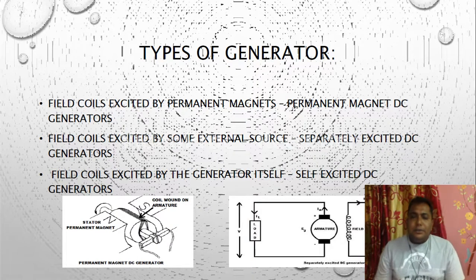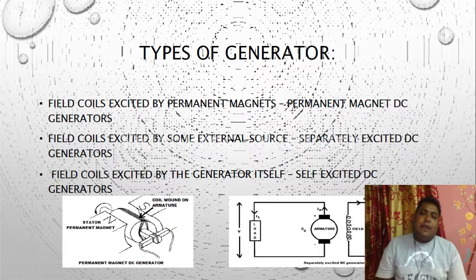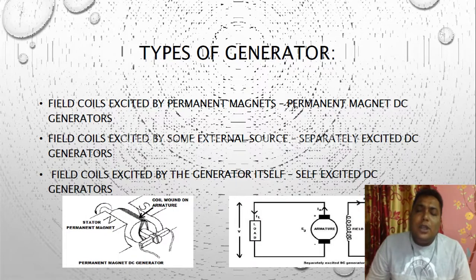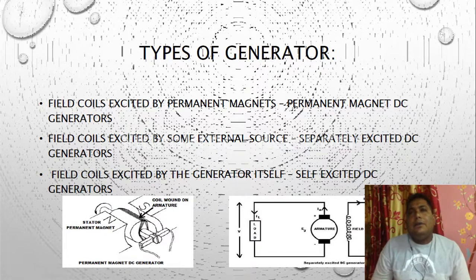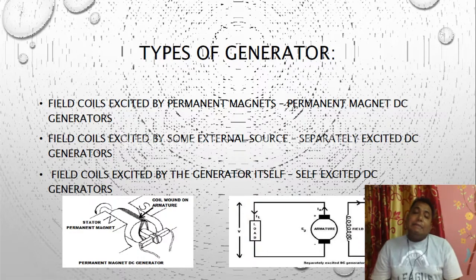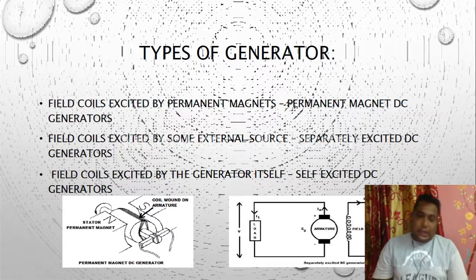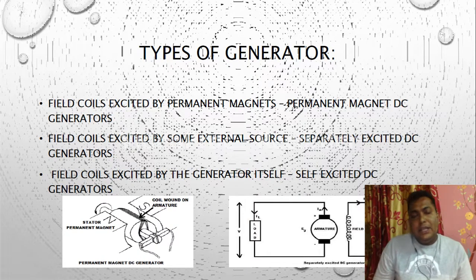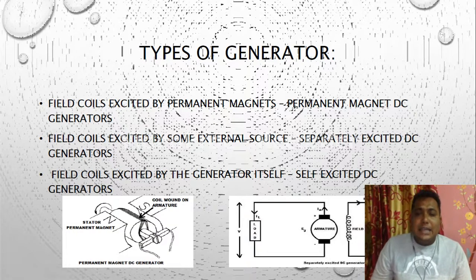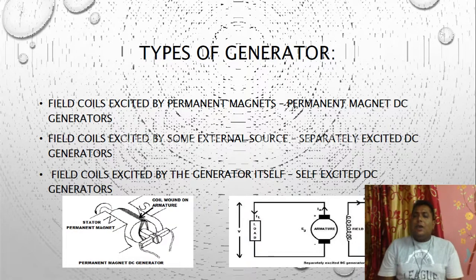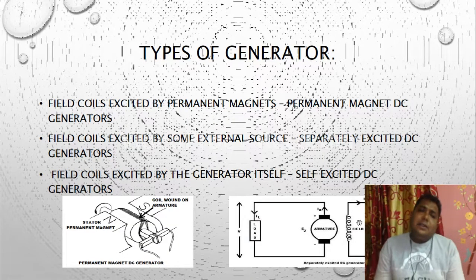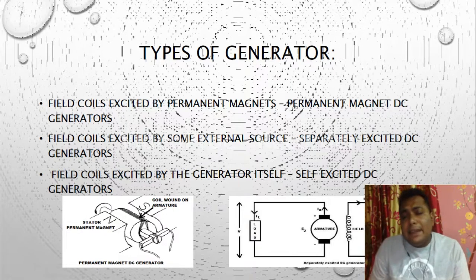Now the same field winding and armature winding, if both are supplied by the same source, then it is known as the self excited DC generator. And the first one is the permanent magnet DC generator.